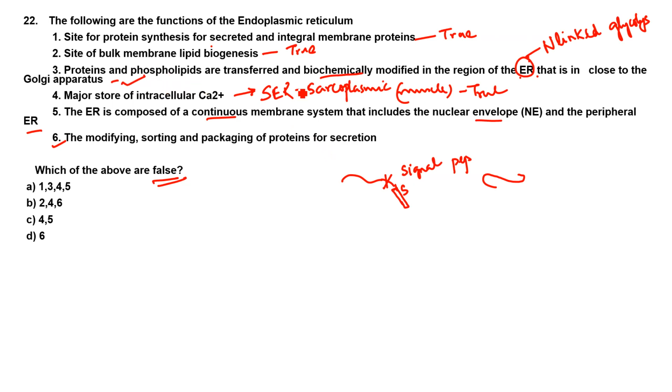Proteins and phospholipids are transferred and biochemically modified in the region of endoplasmic reticulum. One of these modifications is N-linked glycosylation. Then the signal peptides are cut in the endoplasmic reticulum. There are many types of modifications which take place in the endoplasmic reticulum also. That is why this statement is true. Is it clear now?